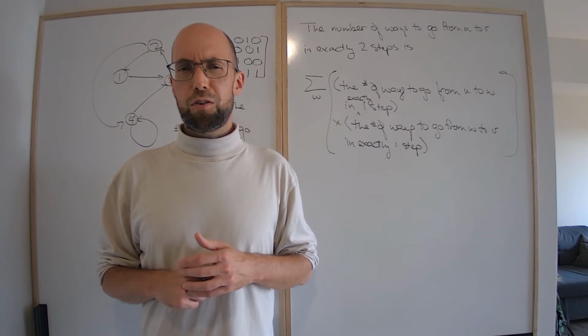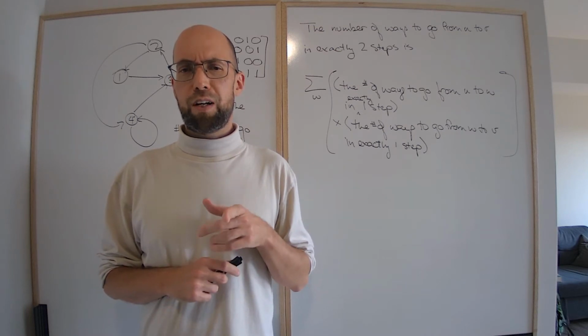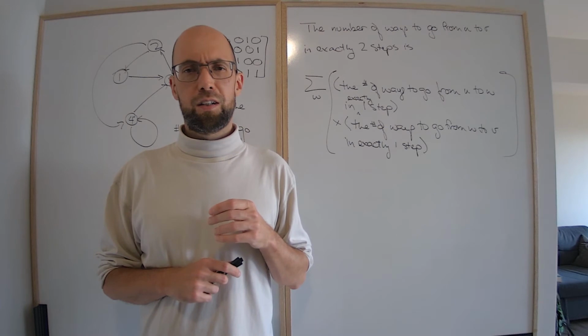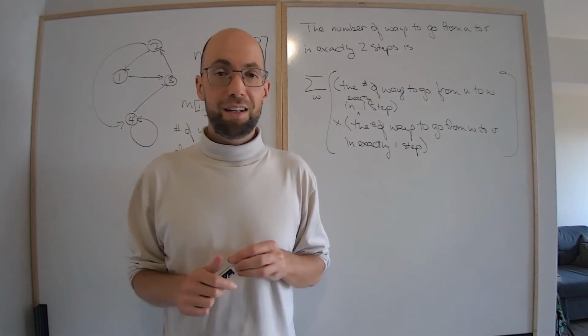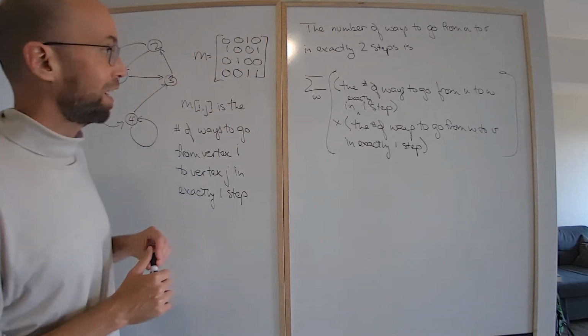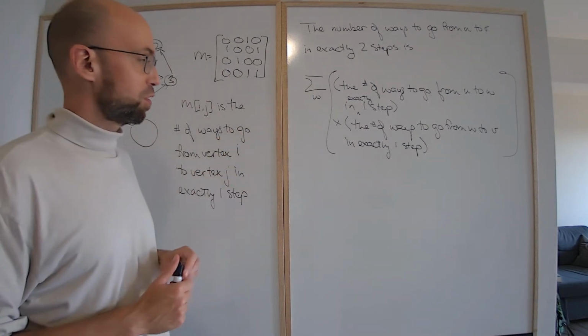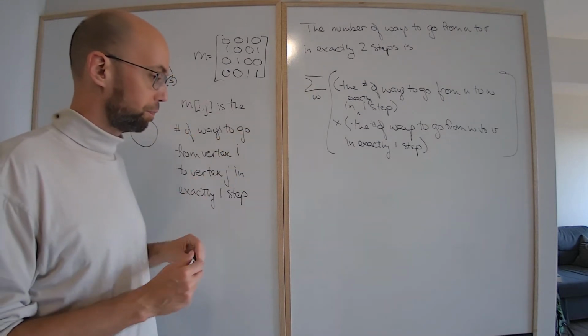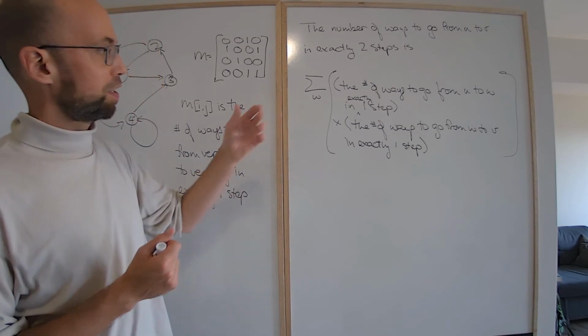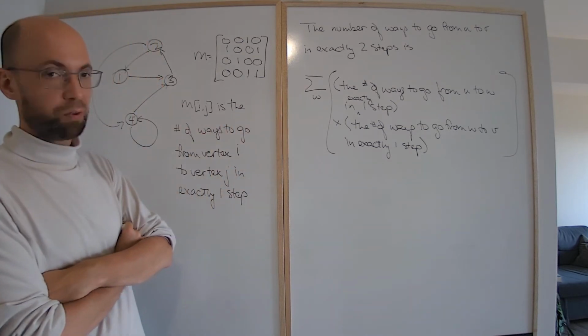I'm pretty sure you know this by now. Okay, so this is the sum over W. What does this look like? How is this familiar to us?